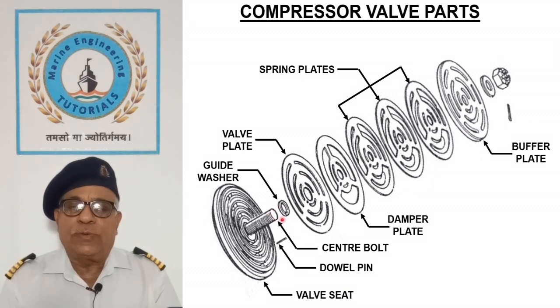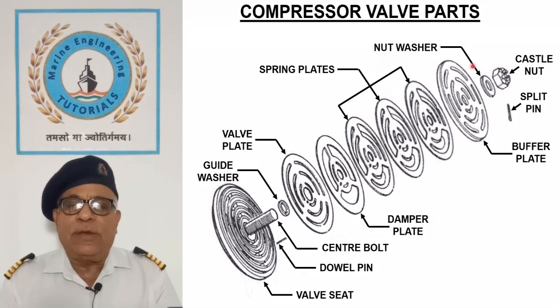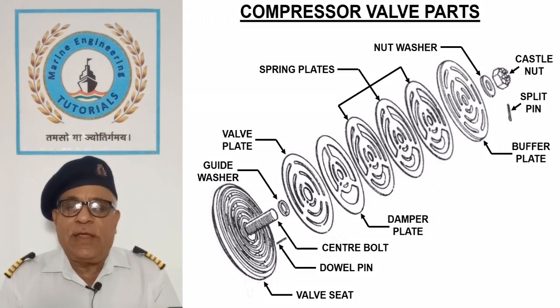Guide washer allows and limits the axial movement of all the plates during the opening and closing of valves. All the parts are held together with the help of a nut washer, a castle nut, and a split pin. Valve is mounted in its housing with a copper washer or O-ring and is pressed by a jack bolt to provide the necessary sealing to prevent air leakage, which reduces the compressor output.